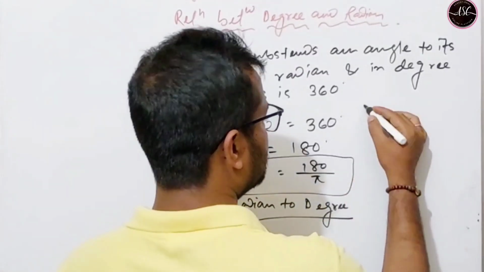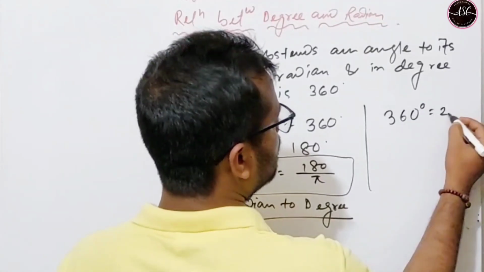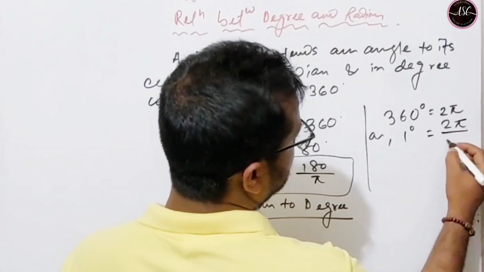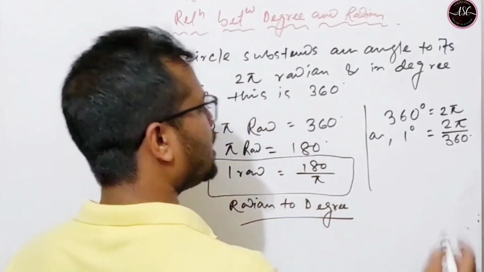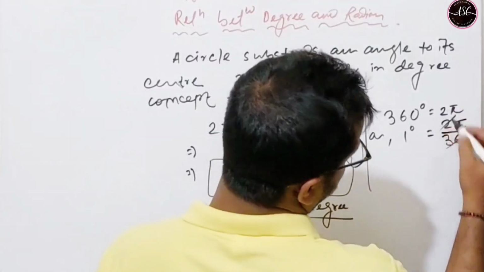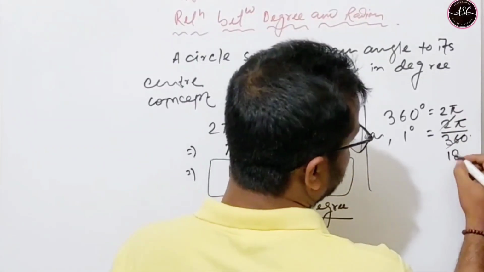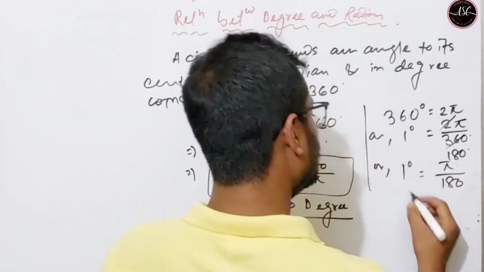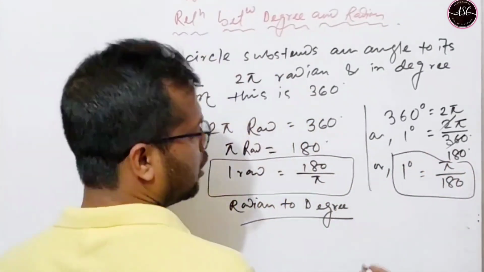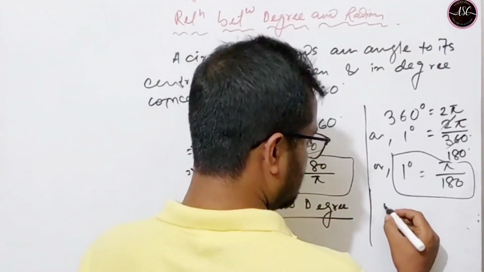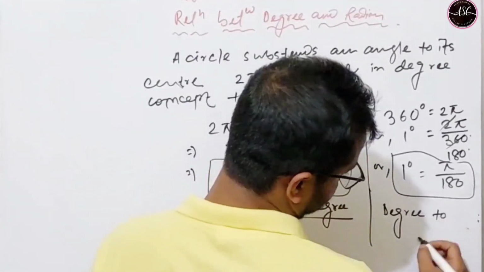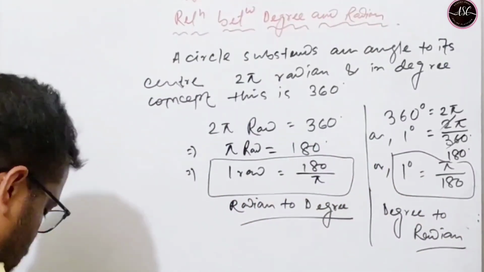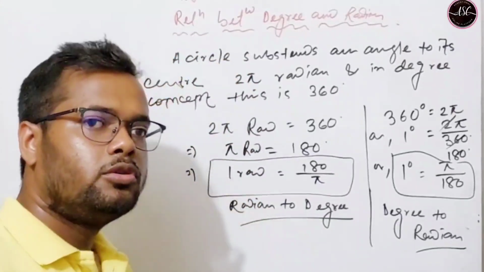And similarly we can write 360 degree equal to 2 pi, or 1 degree equal to 2 pi divided by 360. Then cancelling 2, we get 180 degree equals pi, or 1 degree equal to pi by 180. So this is the formula to convert degree to radian. By this theorem, we will solve so many problems.